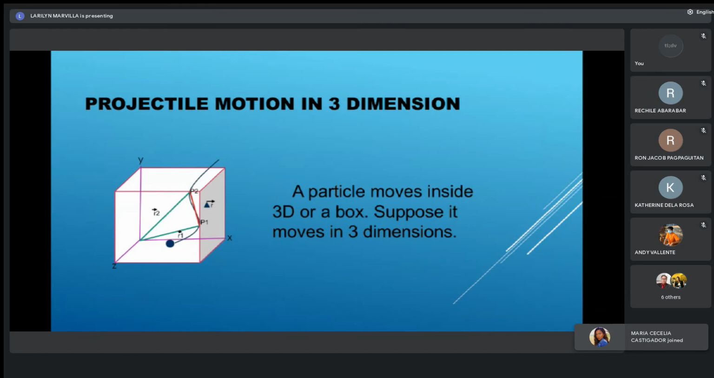Projectile motion in three dimensions. Suppose that a particle moves in a box, a 3D box in three dimensions. So ang kaning natay x, y, ug z axis. Ang kaning P1, P2, ang P1 mao ni siya ang atuang first position, and ang P2 mao dayon ang atuang second position. Ang kaning red nga line nga naggikan sa P1 to P2 mao ni siya ang atuang change in position vector, mao ni siya kaning triangle r nga naay arrow sa ibabaw. Tapos ang kaning position 2, r nga naay arrow tapos 2. Position 1 dayon, ang r nga naay arrow tapos 1.